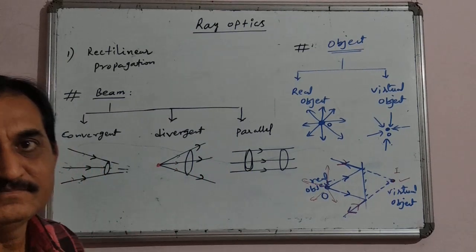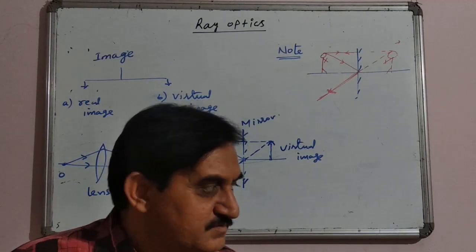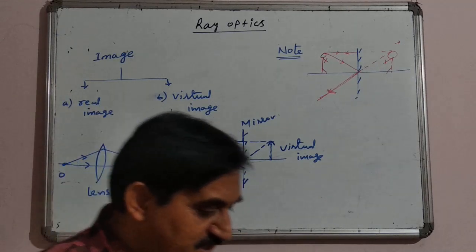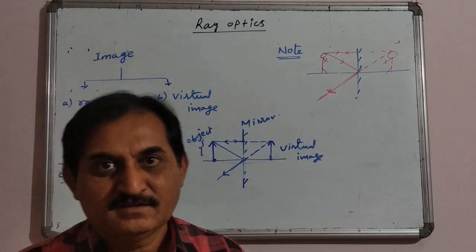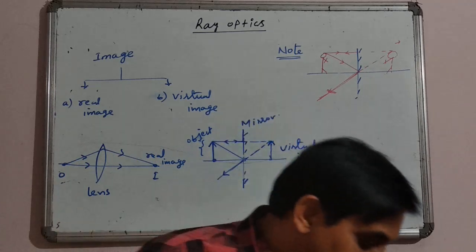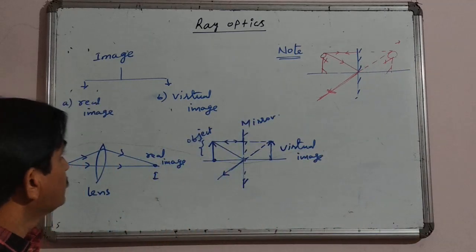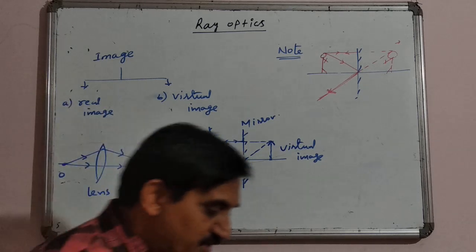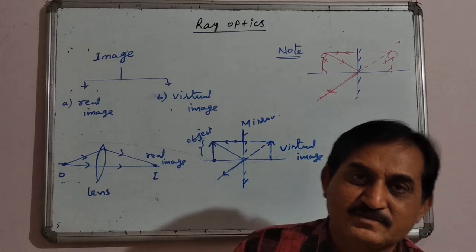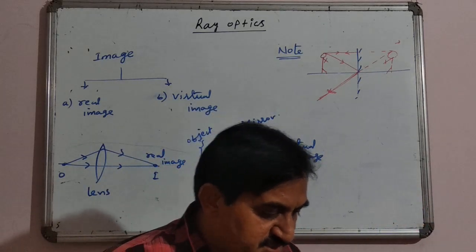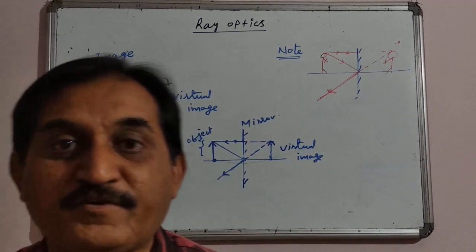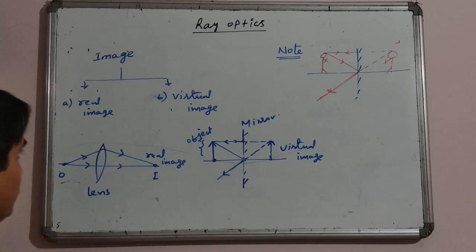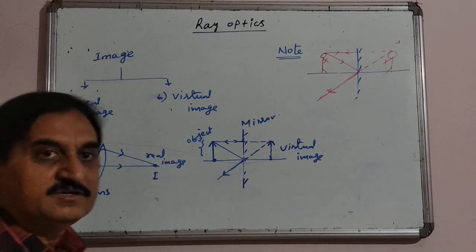Okay, next. Next we discuss the image. Here the optical image is decided by the reflected and refracted light only. That image is of two kinds: one is the real image, the other is the virtual image. Once again I repeat, the optical image is decided by reflected or refracted rays only. This image is of two types: number one, the real image, and the other is the virtual image.